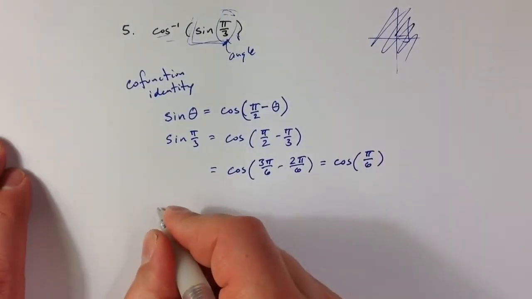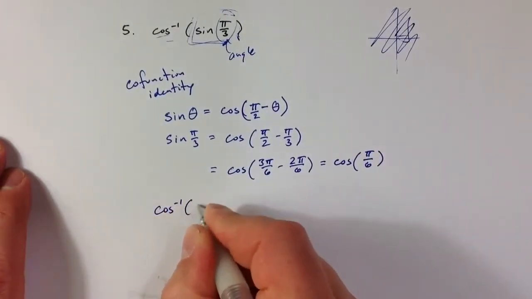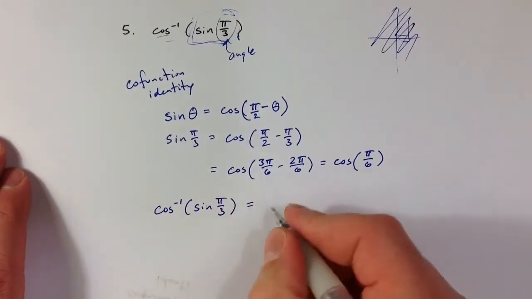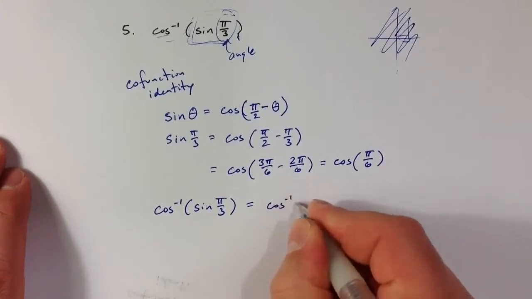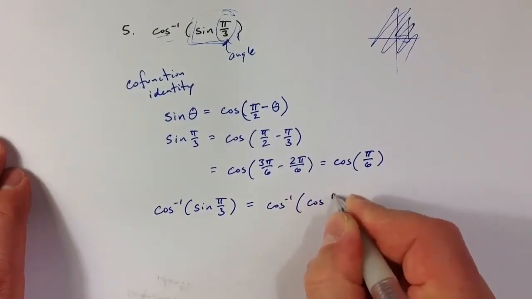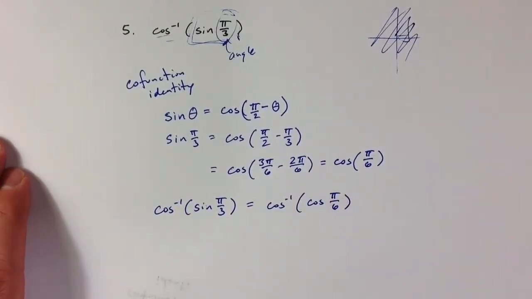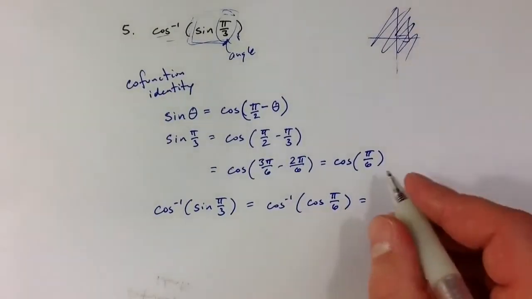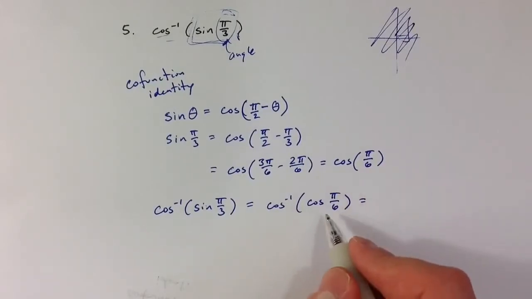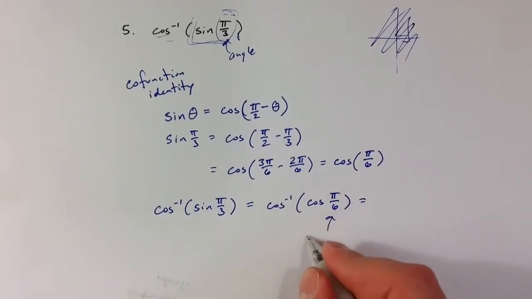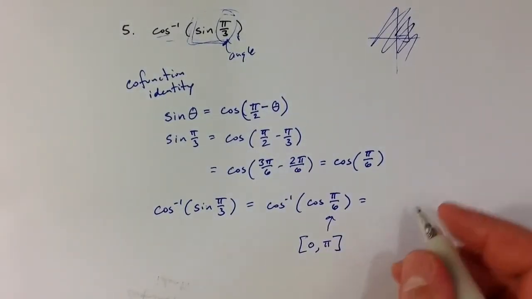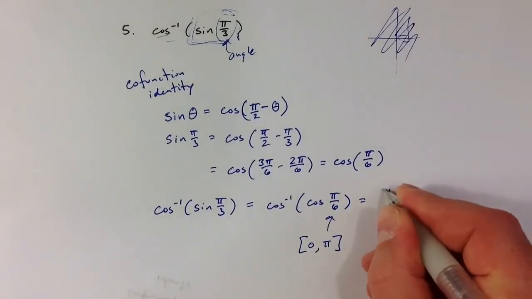And so to complete the problem, I have cosine inverse of sine of pi over 3. The cofunction identity allows me to change that to cosine inverse of cosine of pi over 6. And now I simply have a function and its inverse, and so they undo each other. This is a valid angle in the range of angles that come out of the inverse cosine function. So this is in the interval from 0 to pi, and so the answer is simply pi over 6.